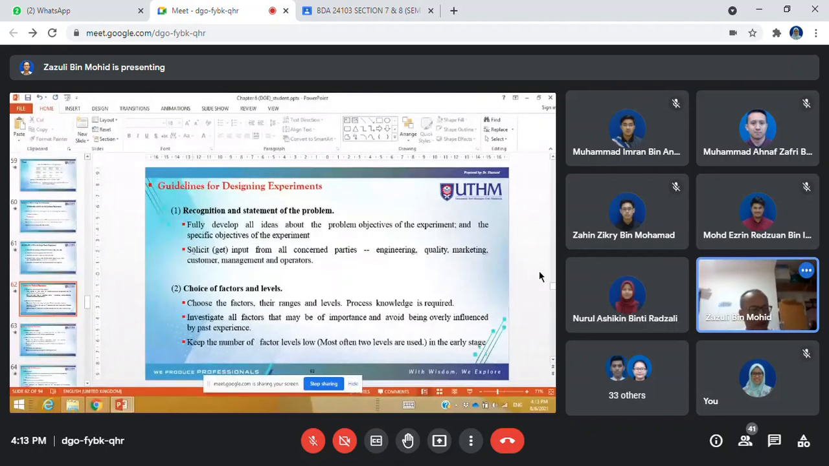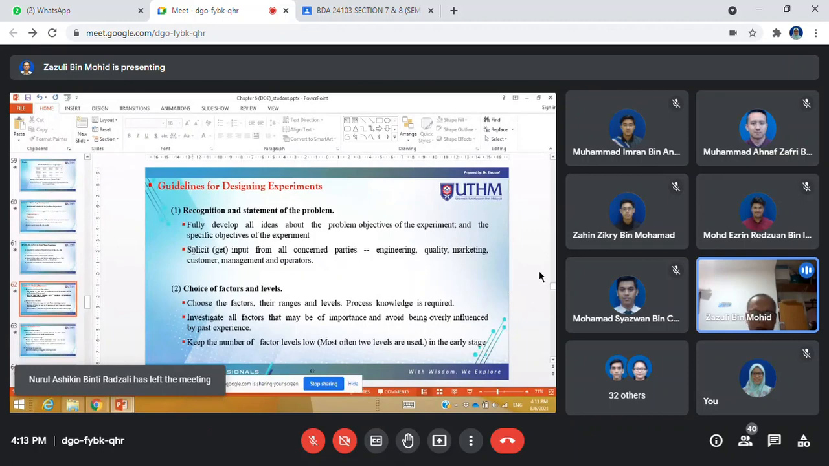Before we can start any experiment or any study on certain subjects, we have to know exactly the objective first. Okay, the objective, and we have to know some of the basic ideas, the basic knowledge regarding the subject that we want to study. So that is the first one.